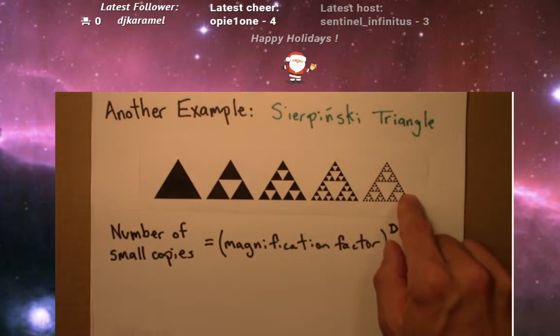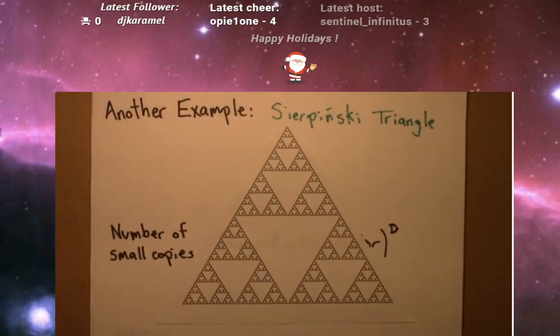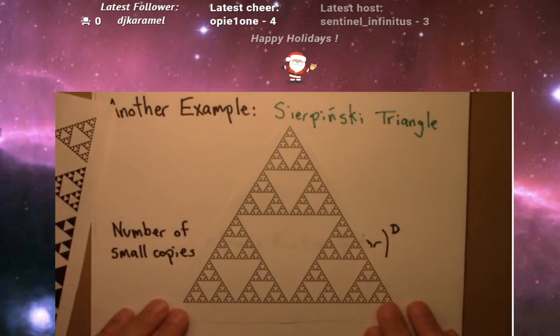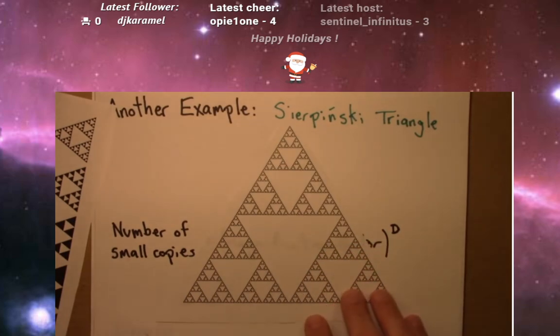As this repeats, one gets a fractal shape. So here's this carried out a few generations farther. And it's a fractal because we see these triangles within triangles within triangles repeating at many different scales. It's self-similar.